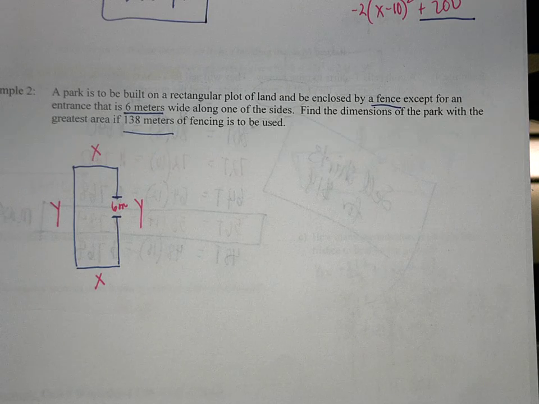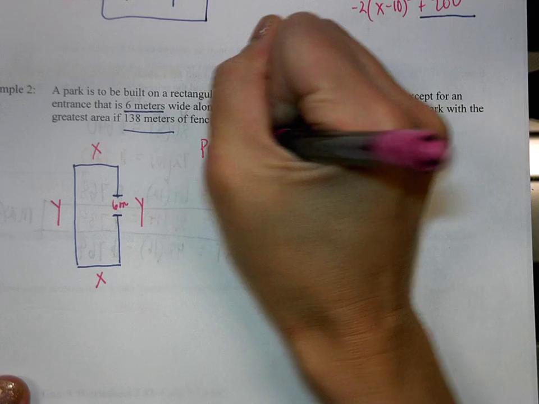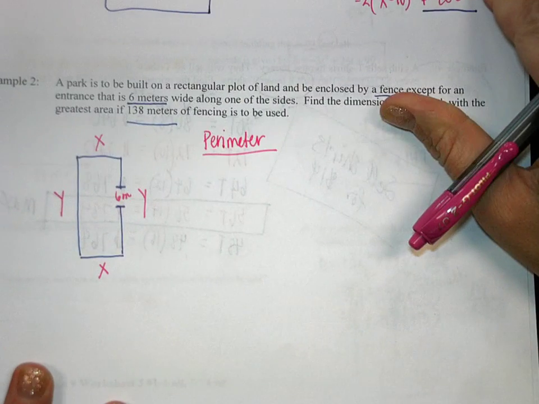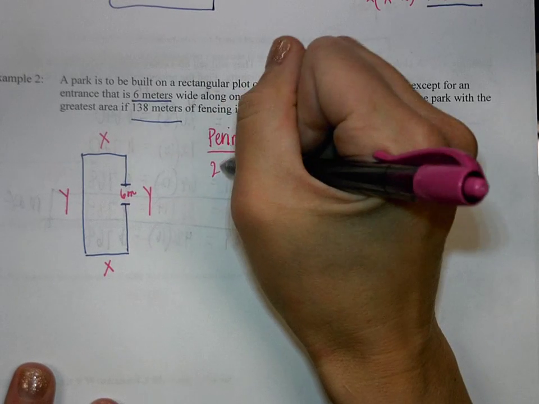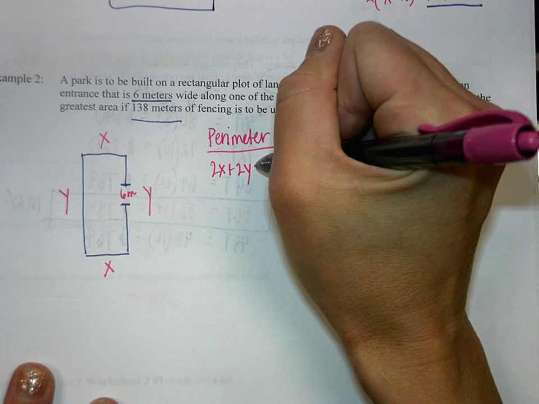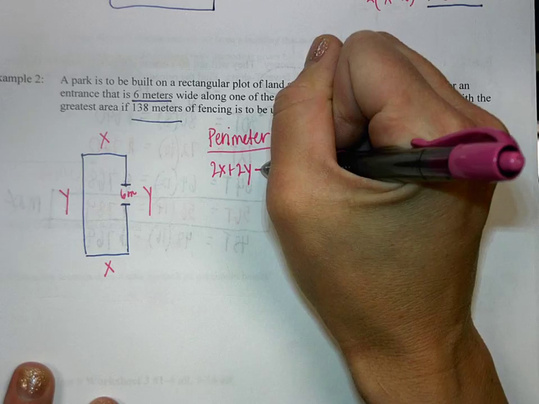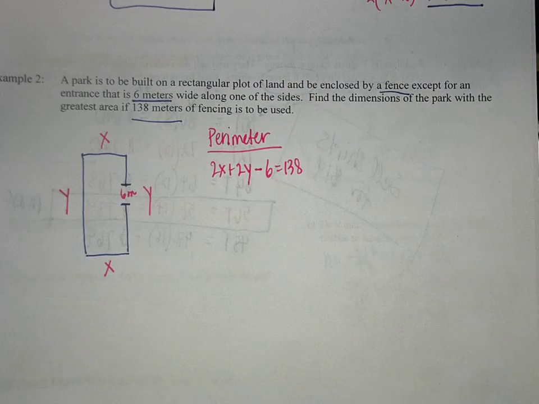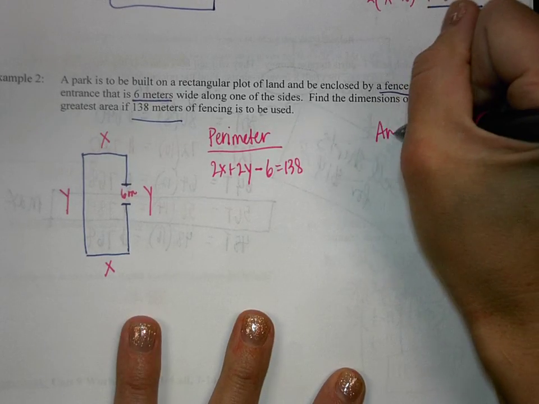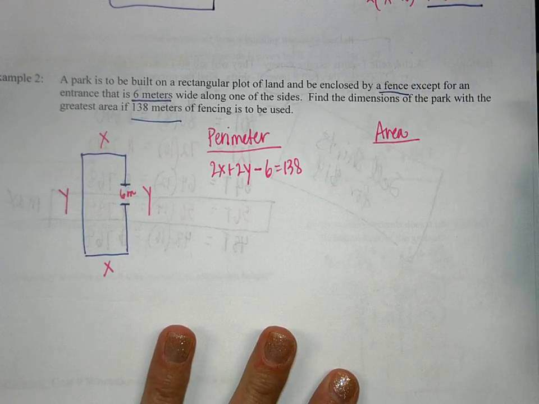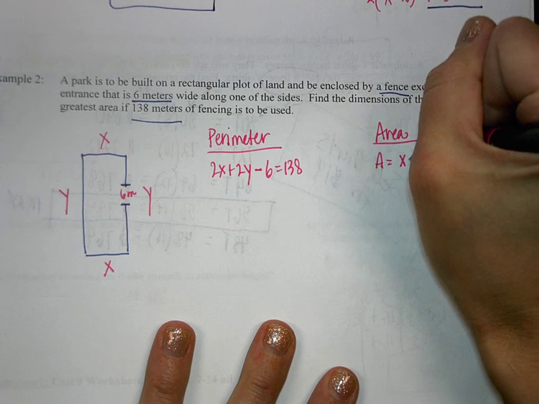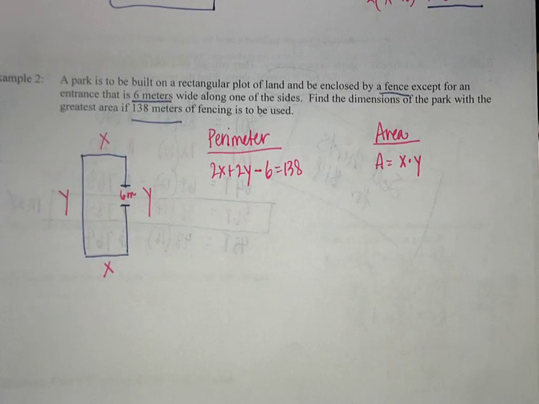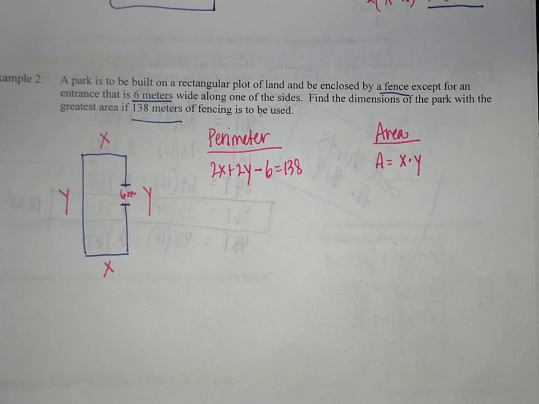Yeah. So if we are talking in terms of perimeter, how would I write that equation? 2x plus 2y, but I have to subtract out 6 equals 138. Okay, my area equation is going to be what? It's still going to be just x times y. Just as we did before, we're going to solve this side for y, so that y is by itself, and we can substitute it in for y over here.